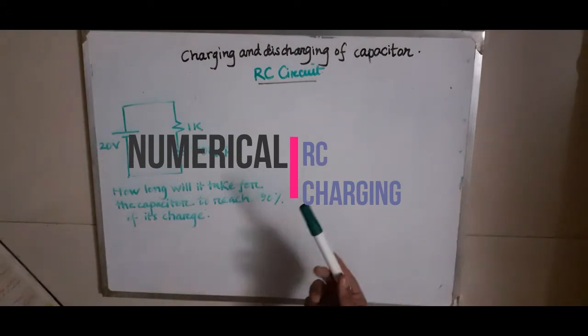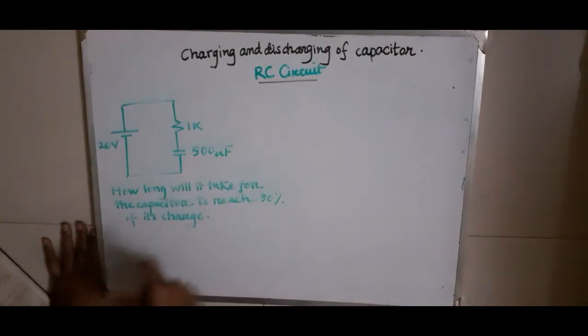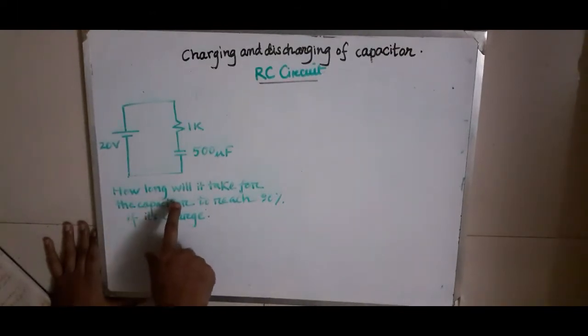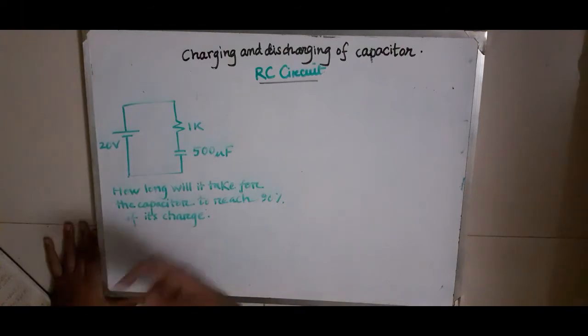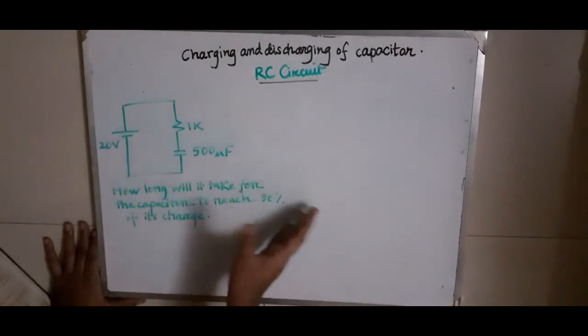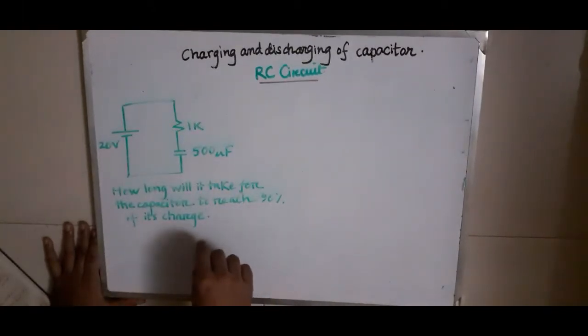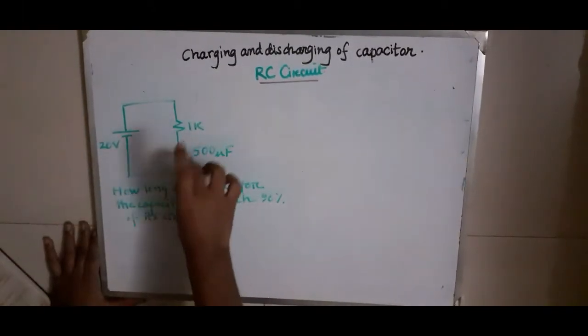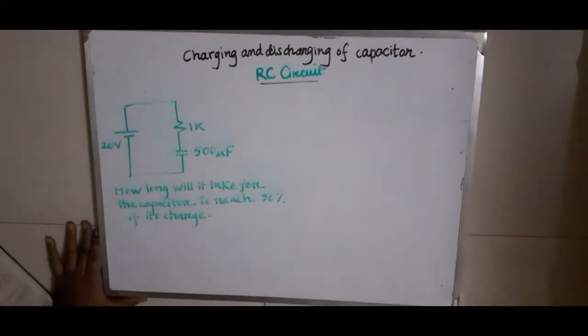So now let's solve this problem. In this problem we are being asked how long it will take for the capacitor to reach 90% of its charge. So what does 90% of its charge mean? The capacitor is connected to an external source, that is the battery. The battery is supplying the voltage to the capacitor, right? The charge is being stored here.